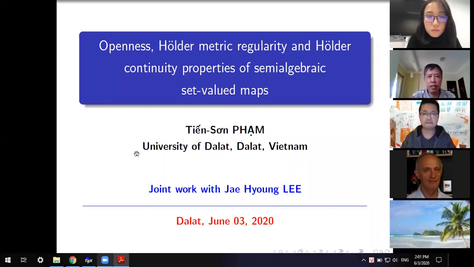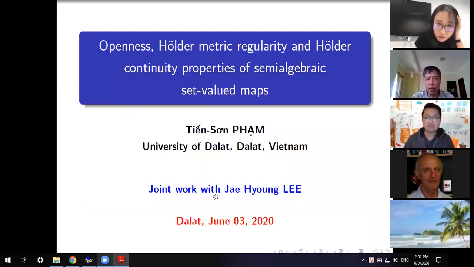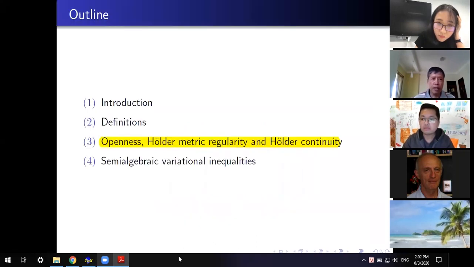Today I would like to talk about openness, Hölder metric regularity, and Hölder continuity properties of semi-algebraic set-valued maps. This is joint work with Dr. Ja-hyun Lee from Pühn University, Korea. The contents of my talk are as follows. We have four parts: the first, introduction; the second, definitions; and then the main results in the third and the last.